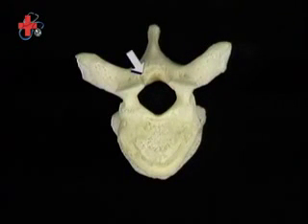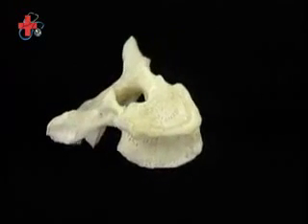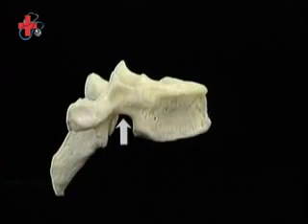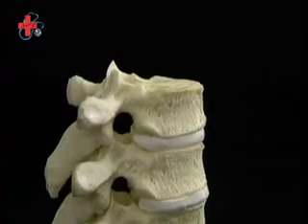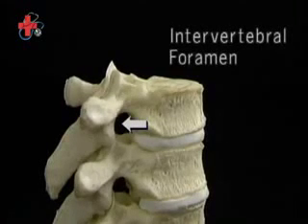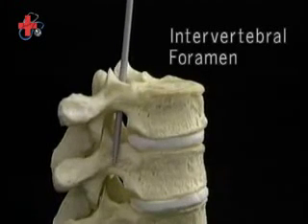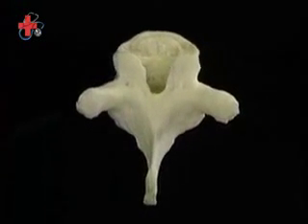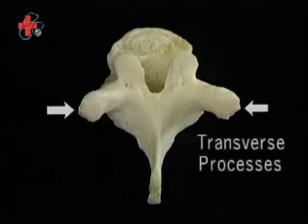This part of the neural arch is called the lamina. This part is the pedicle. There's a small notch in the upper edge of the pedicle and a larger notch in the lower edge. Together, the notches above and below form this opening on each side, the intervertebral foramen. A spinal nerve emerges through each intervertebral foramen. Arising from the neural arch are 3 large bony projections called processes: a spinous process in the midline, a transverse process on each side.